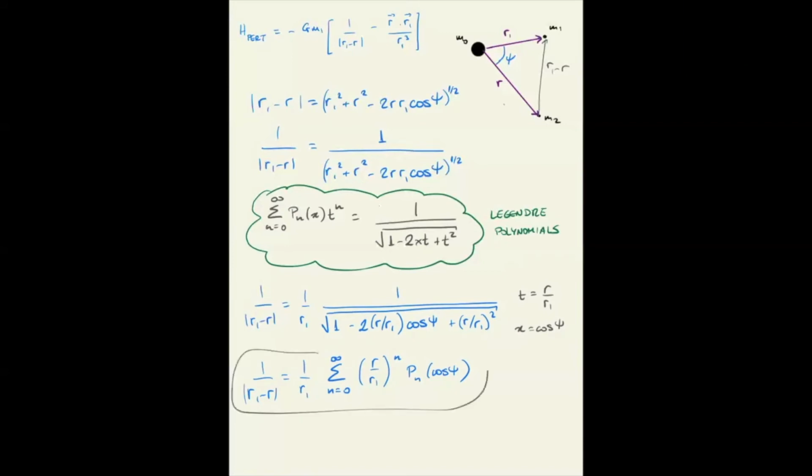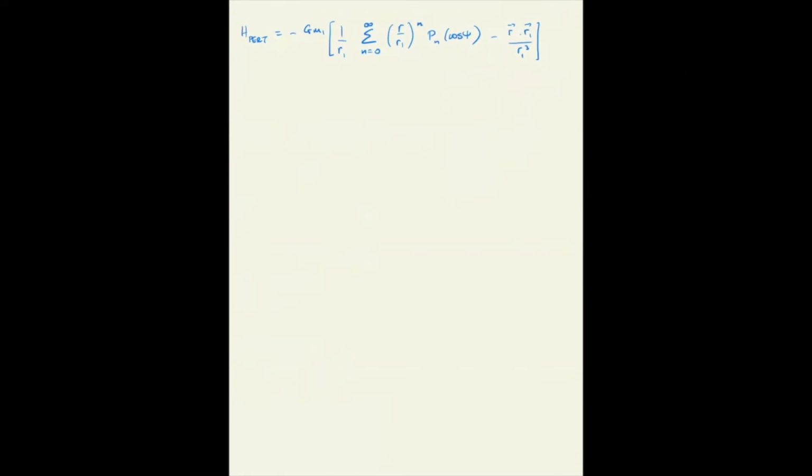Now, if we put this definition back into the perturbation Hamiltonian, we can simplify this a little further if we write the dot product of R and R1 in terms of their moduli times the cosine of psi, since psi is the angle between R and R1, and identify cosine of psi as the first Legendre polynomial. The zeroth Legendre polynomial is 1. The first Legendre polynomial is x. So we can write the dot product as r1 times r times the first Legendre polynomial of cosine psi, which is simply the cosine. Why are we doing that?